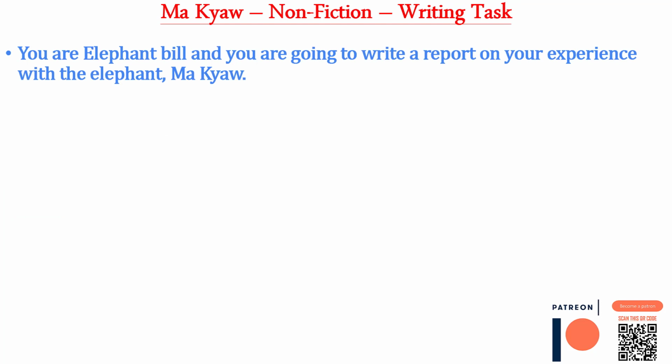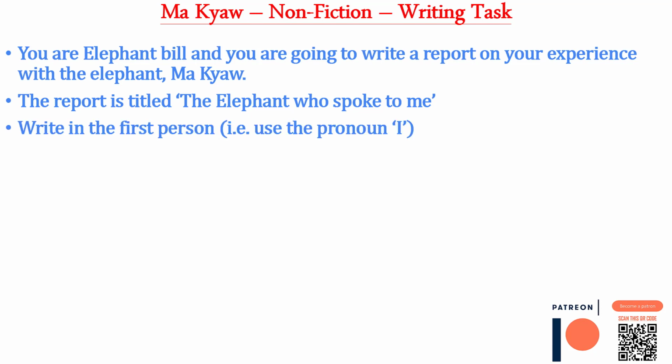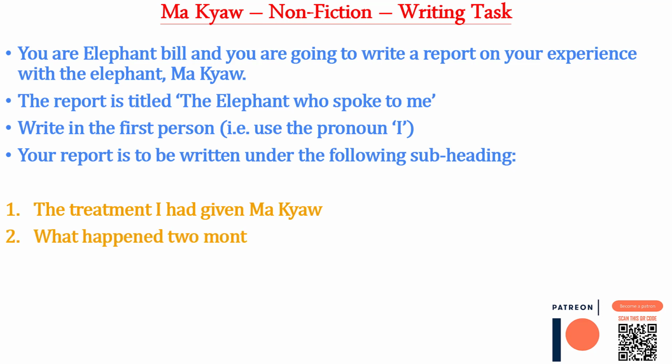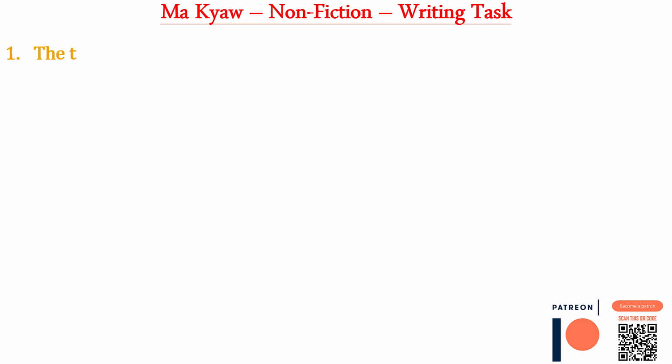Okay, so you are Elephant Bill and you're going to write a report on your experience with the elephant Kyaw. The report is titled The Elephant Who Spoke to Me. Write in the first person, that is, use the pronoun I. Your report is to be written under the following subheadings. The first subheading is the treatment I had given Kyaw. The second one is what happened 2 months later. The third one is Kyaw's human behavior. The fourth one is my conclusion.